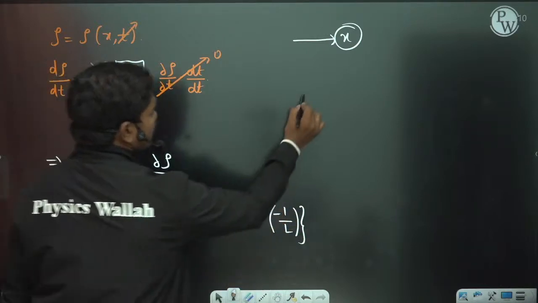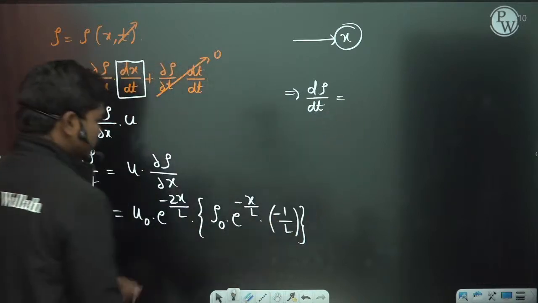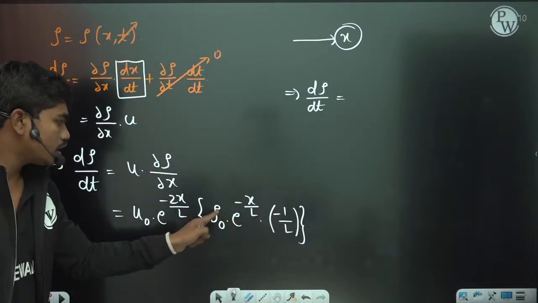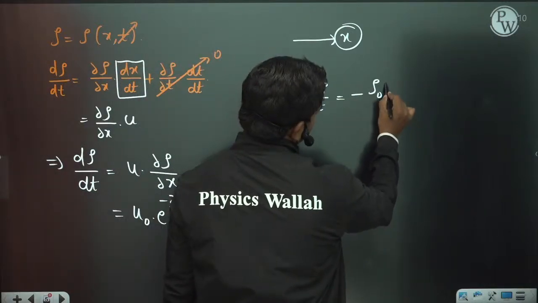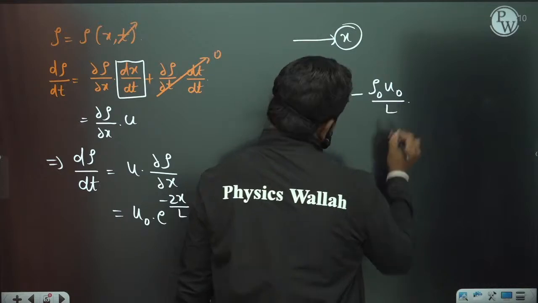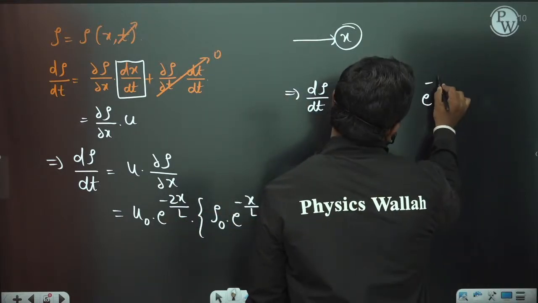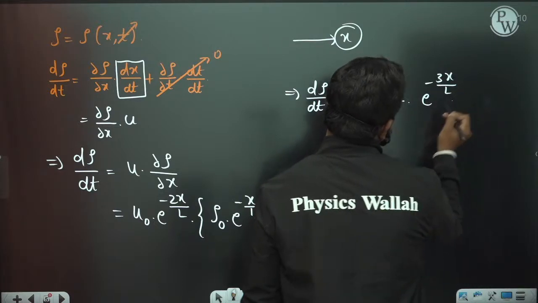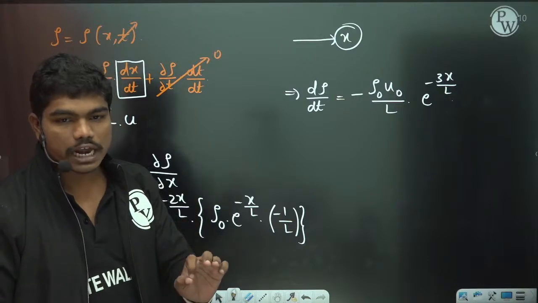Okay, so that's how we have this expression. d rho by dt is equal to, if you simplify this, minus rho naught u naught by L into e power minus 2x by L, e power minus x by L, so total e to the power minus 3x by L. Okay, so this is the total function for d rho by dt. Did you all understand how we have calculated this?